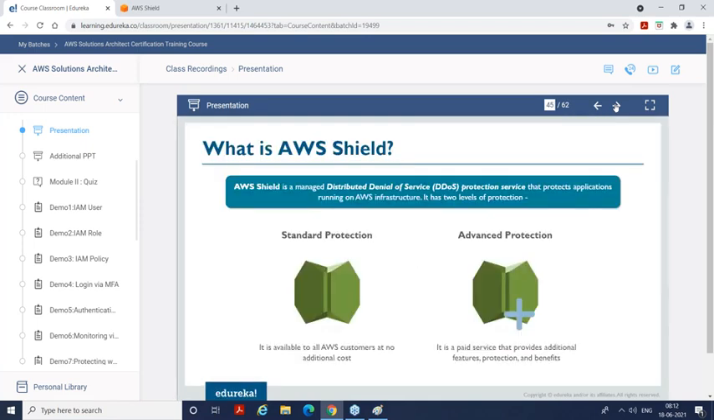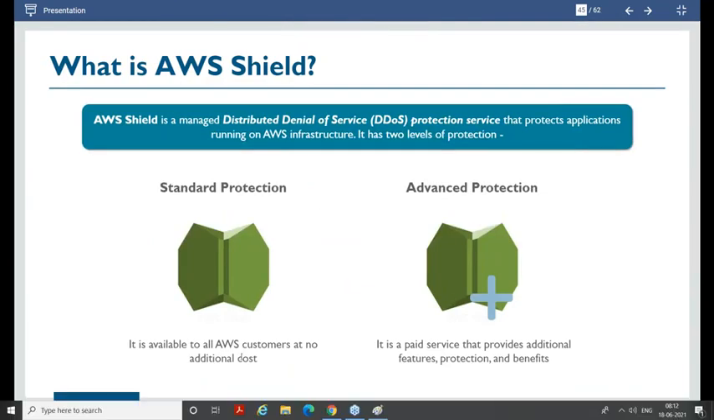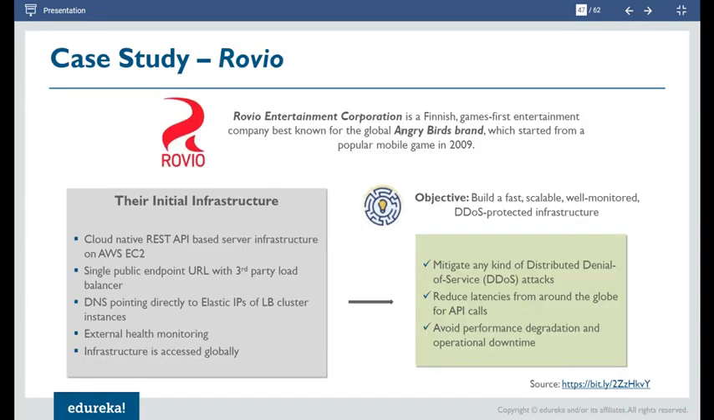So we talked about WAF, and this is what we are talking about right now: your Shield Standard and Advanced. Shield Standard is at no additional cost. Shield Advanced comes with a cost, and it will allow you to protect your application as well. Again, it's a managed service with seamless integration. It will look into your network logs and others to protect from DDoS attacks. Angry Birds, if you're aware, from Rovio Entertainment Corporation, a very popular game, is using AWS Shield to protect their applications and services from DDoS attacks.